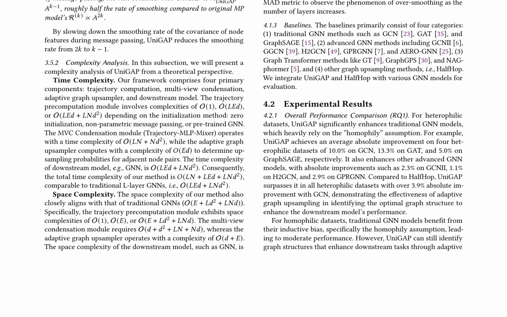A complexity analysis of UniGAP reveals that its time complexity is O(LND plus L plus LND squared), comparable to traditional layer GNNs, and its space complexity is O(E plus LD squared plus LND squared), similar to that of traditional GNNs. The experimental section presents a comprehensive empirical investigation, addressing 5 research questions.